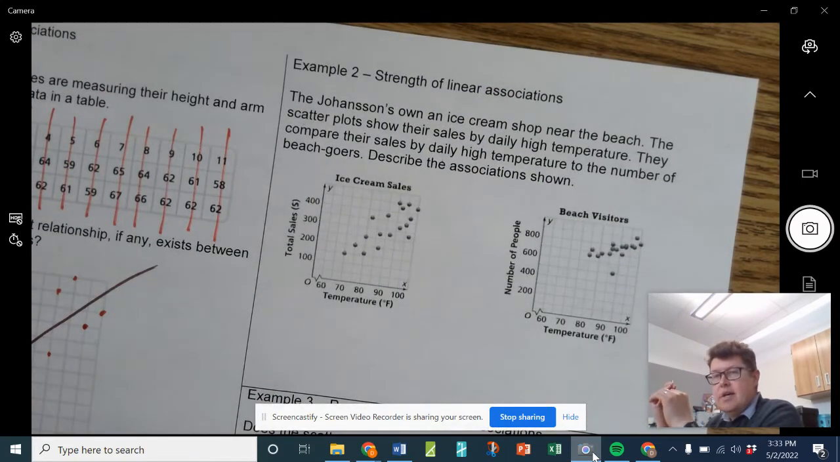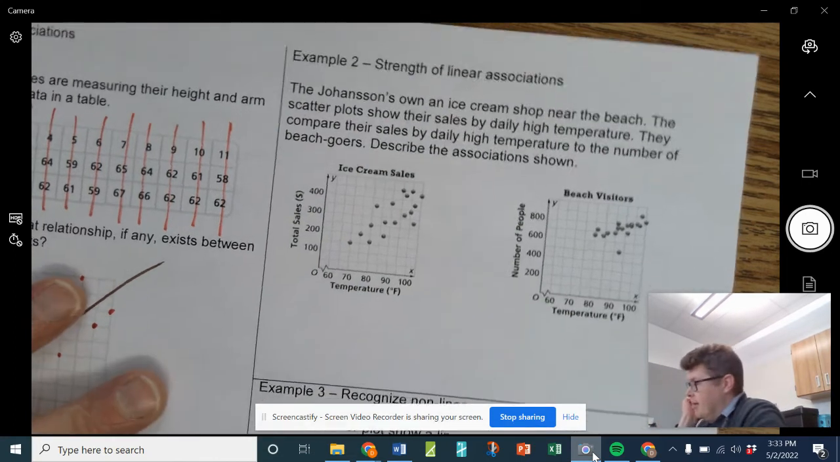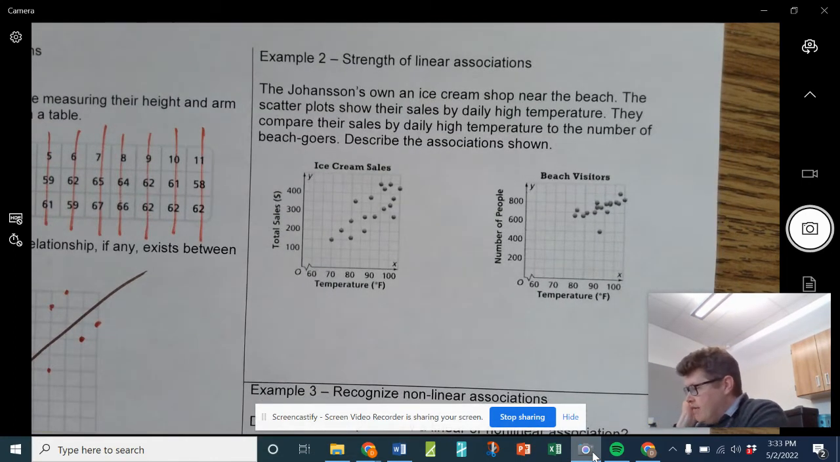Let's see, strength of linear associations, right? So this is an interesting one. I definitely like talking about the strength of these. The Johanssons own an ice cream shop along the beach. The scatter plot shows their sales by daily high temperatures. They compare their sales by daily high temperatures to the number of beachgoers. Describe the associations below. Well, in each of these, we have a general positive trend line, right?